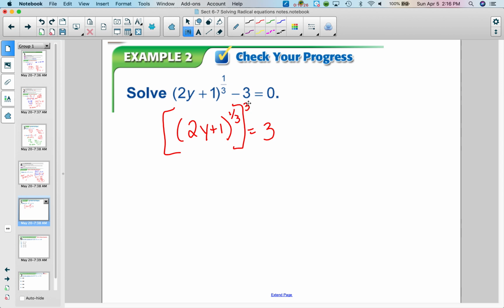Because remember, power to a power, you multiply the exponents. Well, if you take 1/3 times 3, you get 1. So you cube both sides. So you still cube both sides no matter what. So you don't have to switch it to radical form.